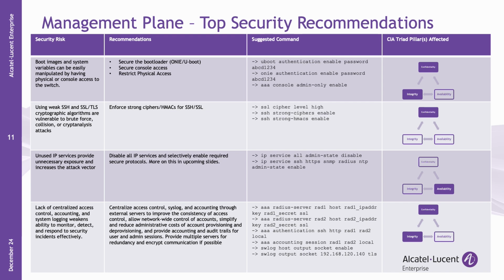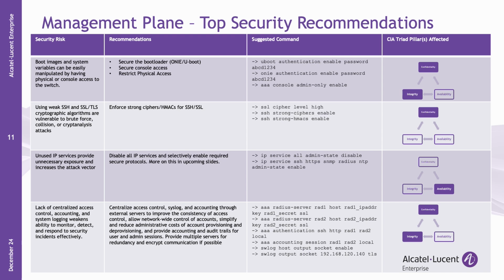Gaining unauthorized access to the management plane primarily affects the confidentiality and integrity pillars of the CIA triad, but it can also impact availability in certain scenarios. Confidentiality can be impacted by exposure of sensitive configurations and credentials. Integrity can be impacted by unauthorized modifications to configurations and policies. Availability can also be impacted by potential service disruptions and management lockout.